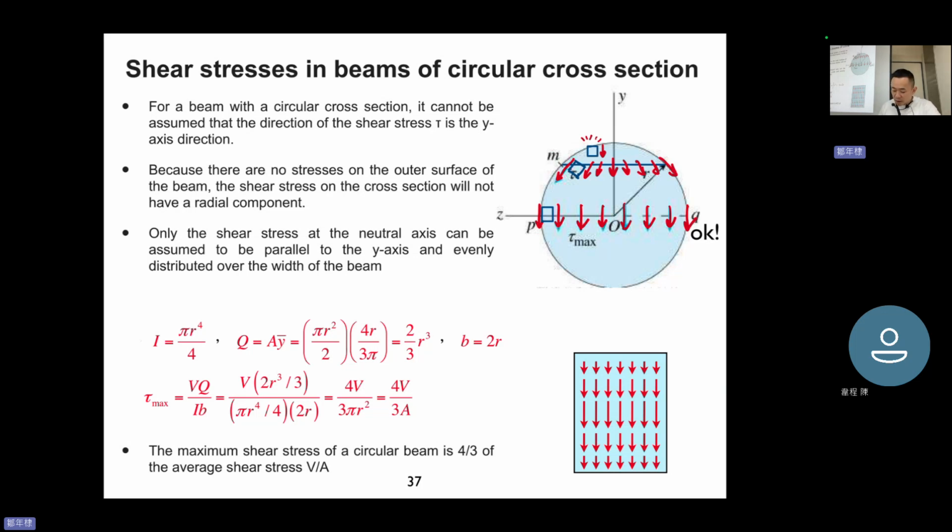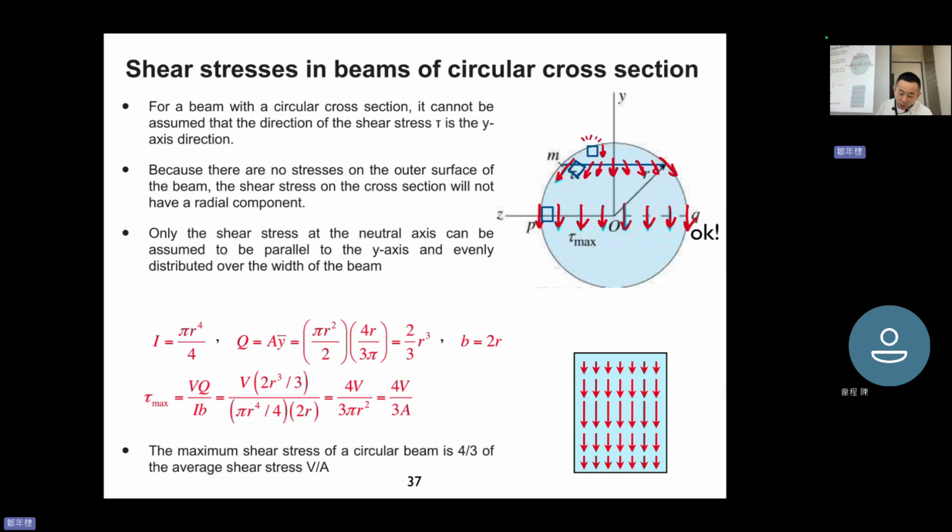Okay, so which means that if we want to determine the shear stress in the region apart from the neutral axis, we need more advanced solution, advanced tool to determine the shear stress. All right. But anyway, I just want you to know this is the only place that we can apply our tau equal to VQ divided by IB.